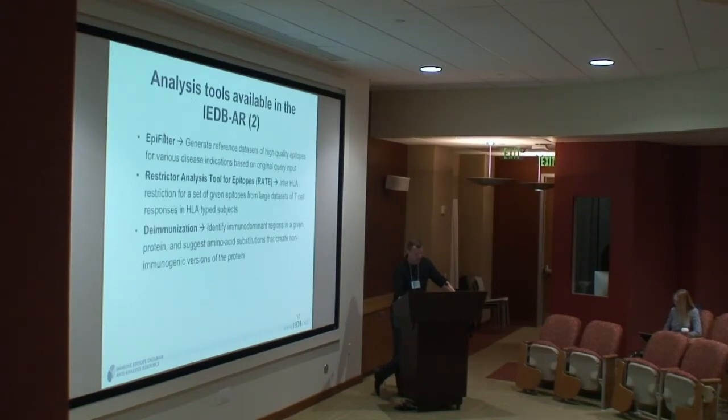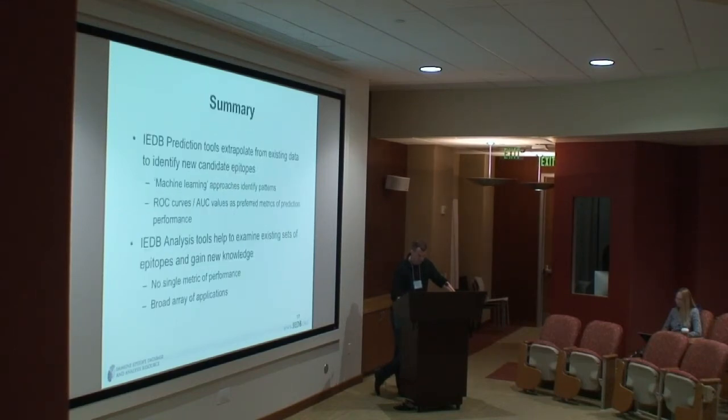Then we have the EpiFilter tool, which is meant to essentially tidy up the kind of data you're getting from an IEDB query, focusing on the kinds of epitopes that have the more meaningful cellular immunology data and better support to develop peptide epitope pools. The RATE tool infers HLA restriction if you have a set of epitopes and a reactivity pattern in donors that are HLA typed. And a de-immunization tool looks for a dominant region based on MHC class 2 binding and suggests amino acid substitutions that create non-immunogenic versions of this. Again, all of these are going to be covered in more detail.